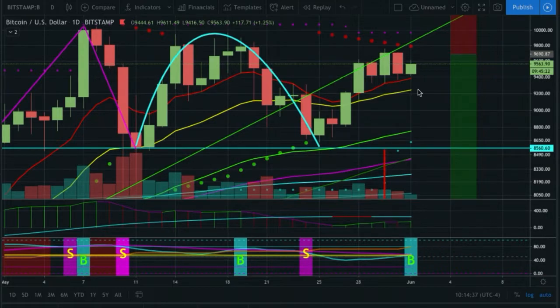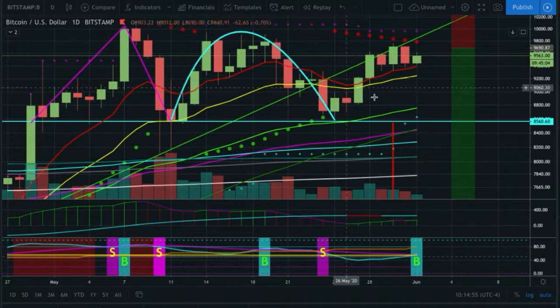In this case, first, it would be the yellow 21 at 92.50. And if that doesn't hold, you would expect us to come down to the 50 or 55 next, which would be at 87.50, or basically this 85.50 support range.